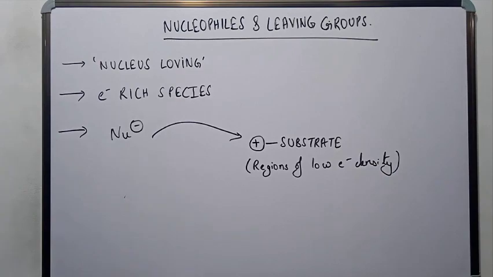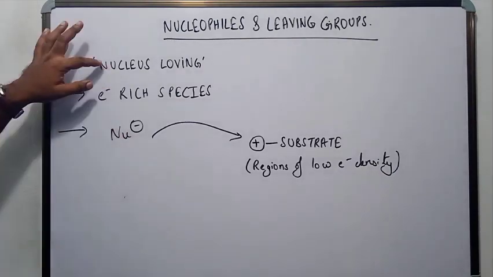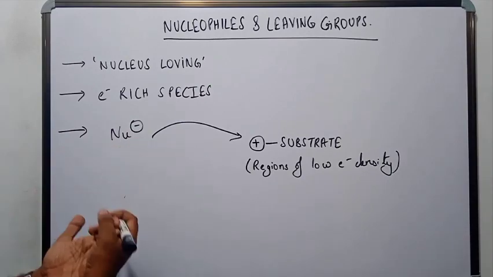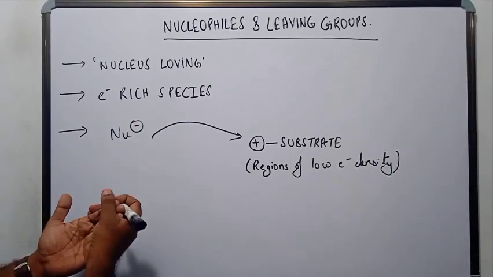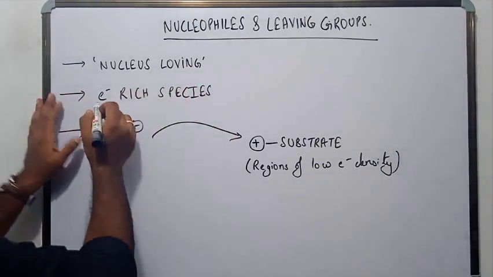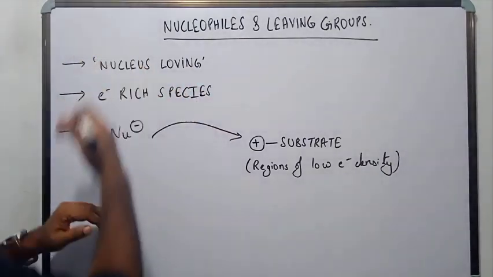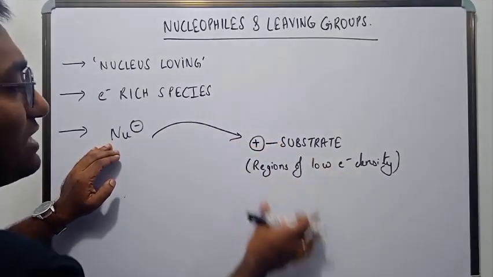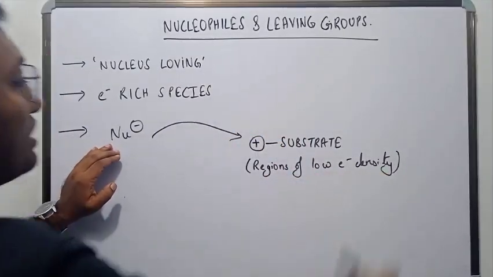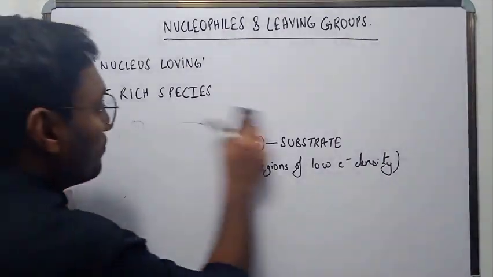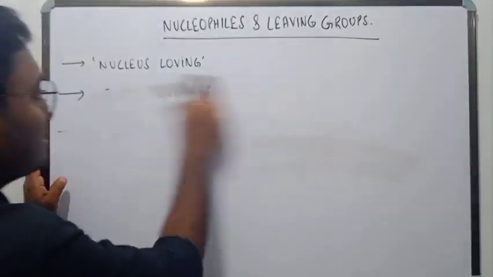Let us rewind. The term nucleophile means that it is nucleus loving. Which species are nucleus loving? That which is negative in charge, or that which is rich in electrons. Only they will go and attack a nucleus. So they are electron rich species, and as I already said, nucleophiles attack the positive part in a substrate, that is, they attack regions of low electron density in a substrate molecule.